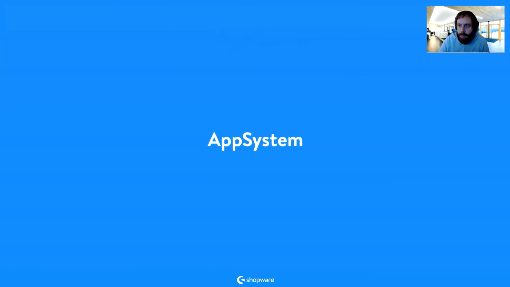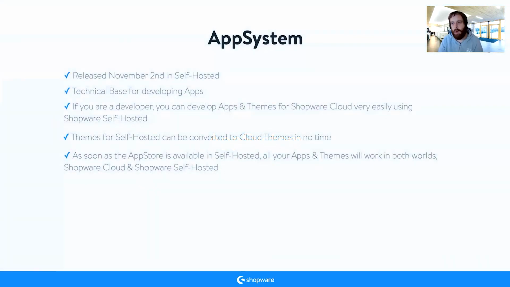The other news is the AppSystem. The AppSystem is a technical base for the new extension system we have in Shopware Cloud. And this one was already brought to Shopware self-hosted in the current release. So if you're a developer, you can already use it. You can develop your apps on your local development machine, or even on a production machine in the internet. You can develop apps and themes. You can test them in the local instance, and you can upload them to the Shopware account in order to make them available in Shopware Cloud.